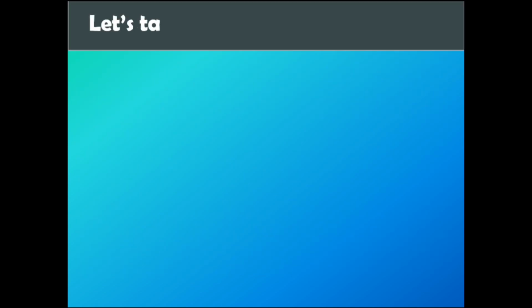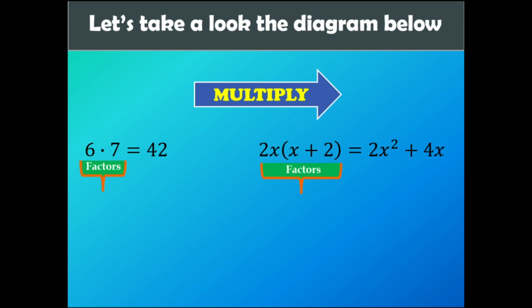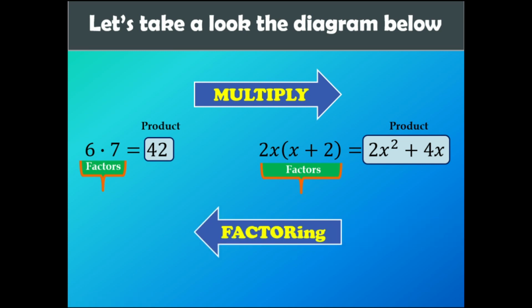Let's begin this discussion by the diagram below. 6 times 7 equals 42. 2x times quantity x plus 2 equals 2x squared plus 4x. This process is called multiplication, where we multiply two numbers called factors and it yields a product. From factors to product. In this video, we are going to reverse the process, meaning from product to factors. This process is called factoring.